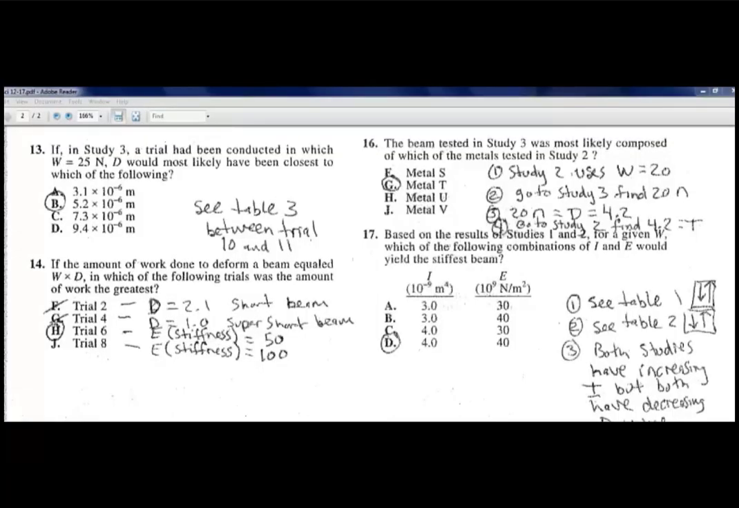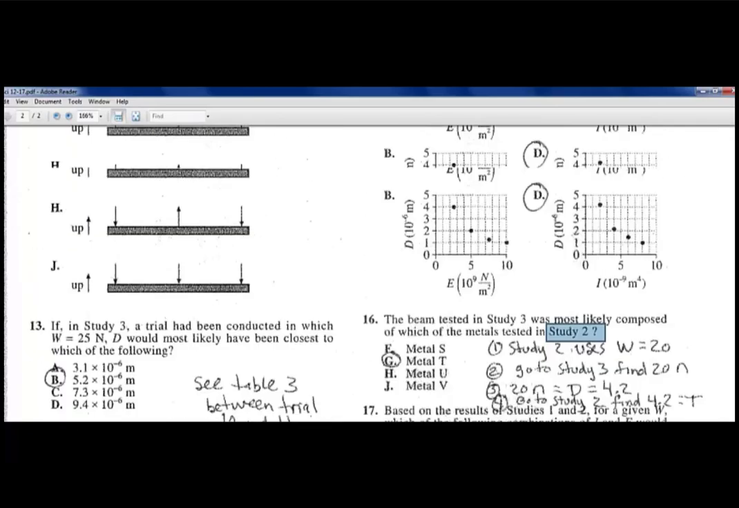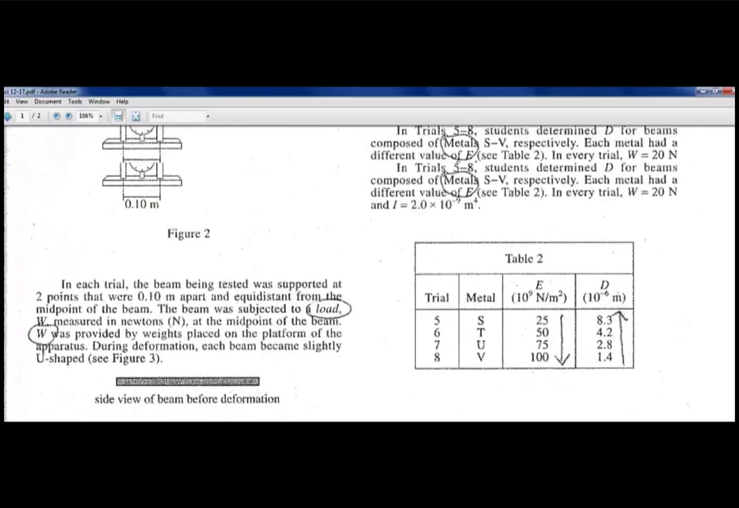Test 68C, Science, practice problem number 16. Number 16 states, the beam tested in study 3 was most likely composed of which of the following metals tested in study 2? First thing we want to do here is go ahead and take a look at study 2 and study 3. Go back up here, we're trying to figure out which metal was used. So if you go to study 2, let's take a look and see what is going on here in study 2. Scroll on back up to study 2.